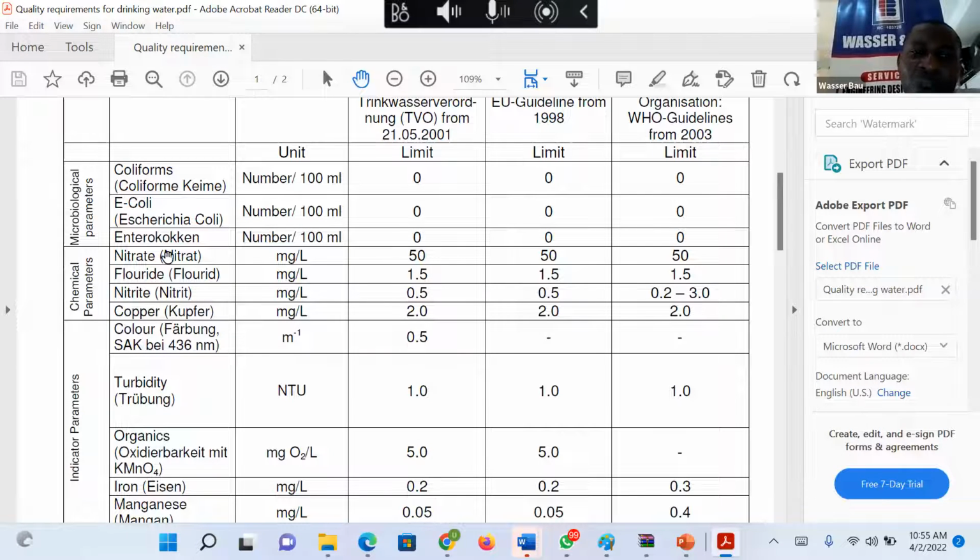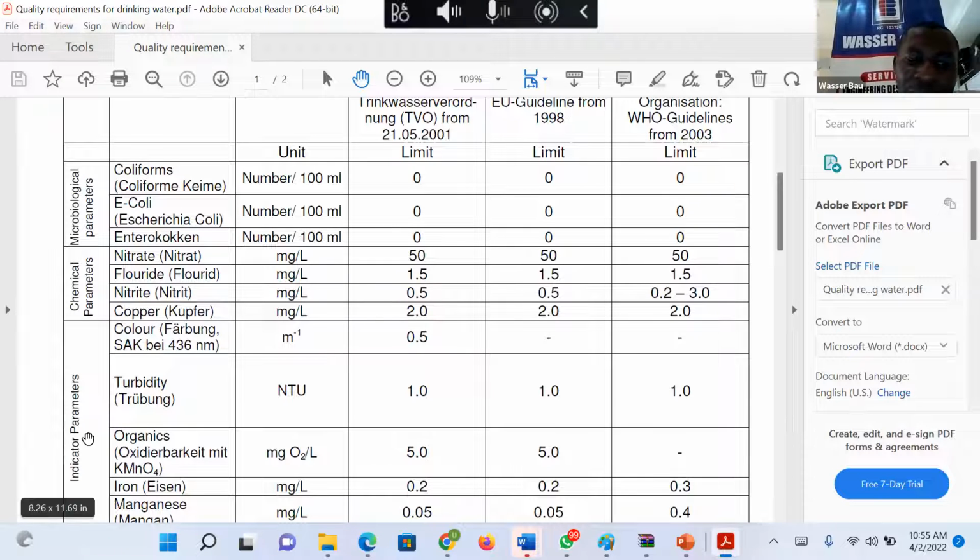Then the chemical parameters, we talk about nitrates. Nitrates come from agricultural NPK fertilizers, and they contaminate groundwater. Then we have fluoride. Fluoride is good, but too much of it causes problems with the teeth. Nitrates can make the water acidic. Normally, water should have a pH of 7. If there's too much, it might be more alkaline. Then we have the color, which falls under physical.